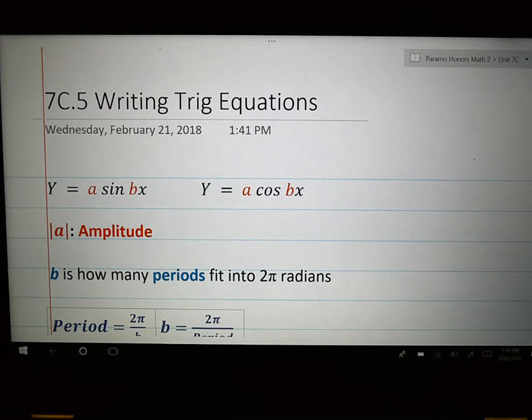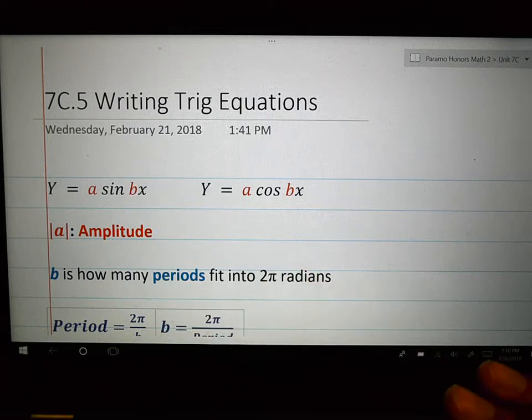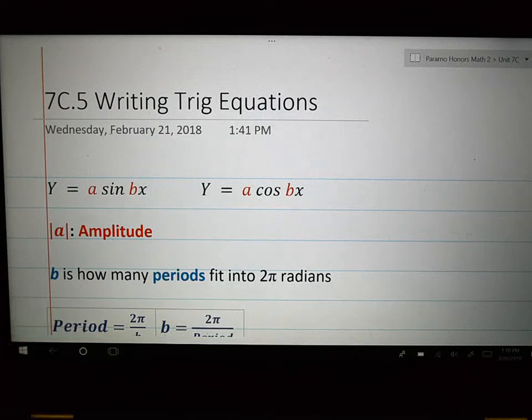Notes for 7C.5. Now this goes with the notes paper and it goes along with the worksheet. There are 2 assignments for 7.5 in the packet that Mr. Promo assigns. There's a 7.5 notes page and there's a 7.5 worksheet. So make sure you understand this is for both. I'm going to be using the notes page as my examples, and we'll do those in just a moment.